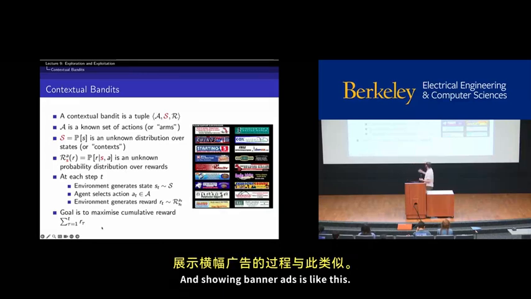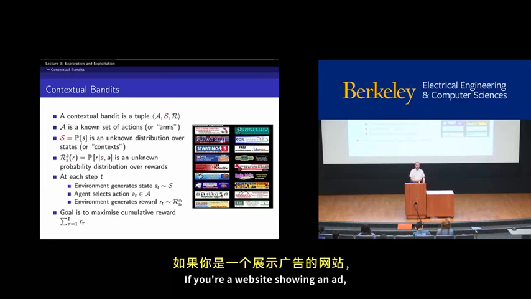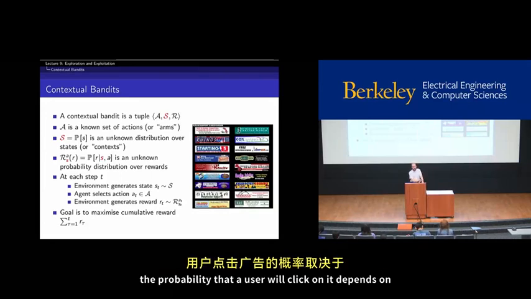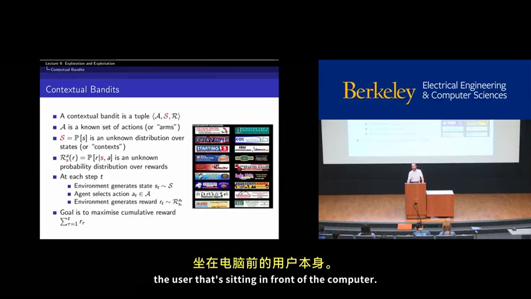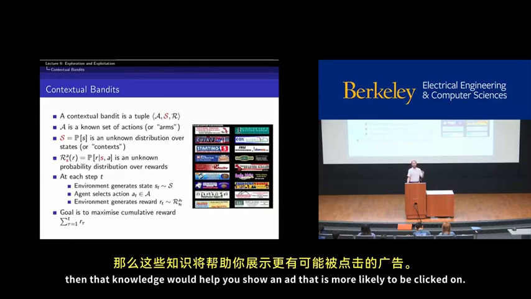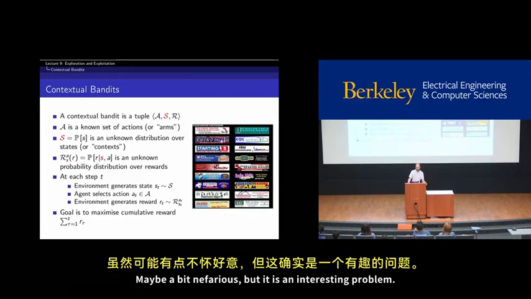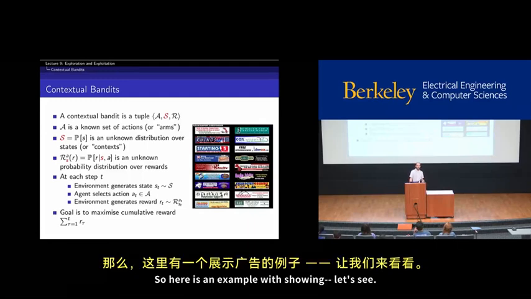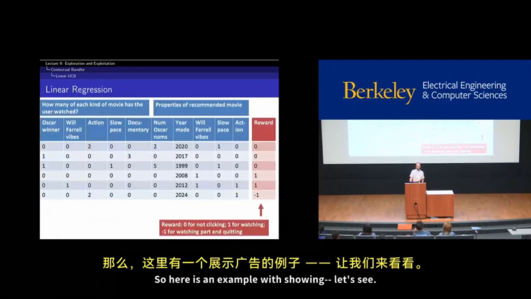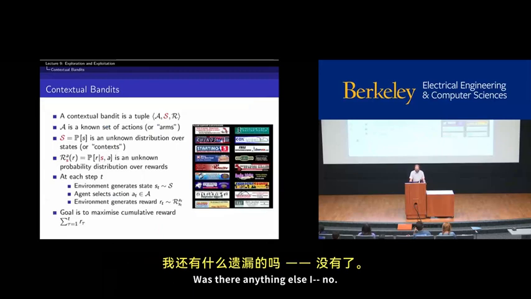And showing banner ads is like this. If you're a website showing an ad, the probability that a user will click on it depends on the user that's sitting in front of the computer. So if you know things about the user, then that knowledge would help you show an ad that is more likely to be clicked on. Maybe a bit nefarious, but it is an interesting problem.